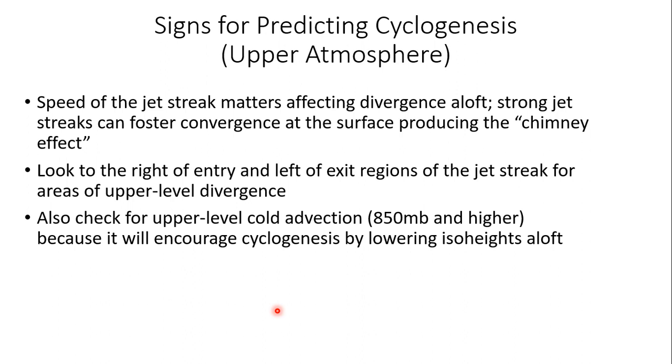Also check for upper-level cold air advection. Look at 850 millibar charts and higher. Do you have cold air aloft, which is encouraging cyclogenesis by lowering those upper-level height contours?